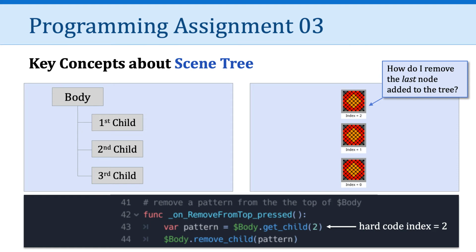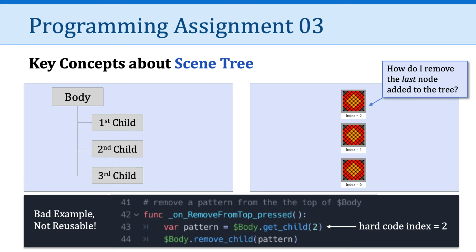Now, there's a problem with this, though. The first time I click remove from the top, it will work. However, if I click remove from the top again, it won't work because now there are only 2 children at index 0 and 1, and there's no child at index 2. And so the program will break and I will get an error. So this is actually a bad example, and it's a bad example because the hard-coded index 2 is not reusable.